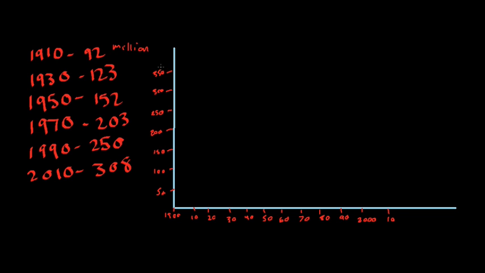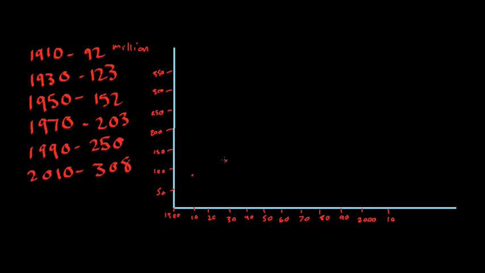I have my scale for my y-axis. Now all I got to do is just graph the points. So I have 1910, I got 92 million. So I'm going to go up here and a little bit below the 100, so there we go, that's the first one. Next one, 1930, 123 million. So we'll do kind of in between the 100 and 150.